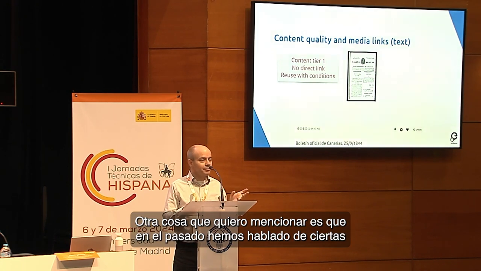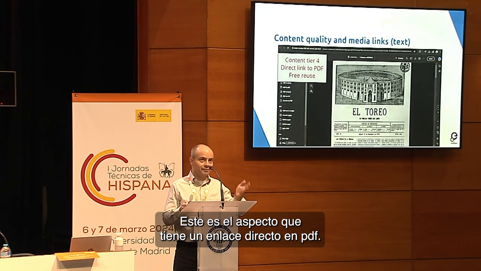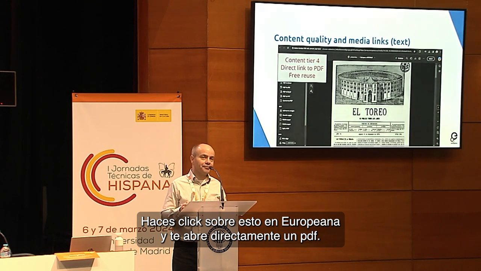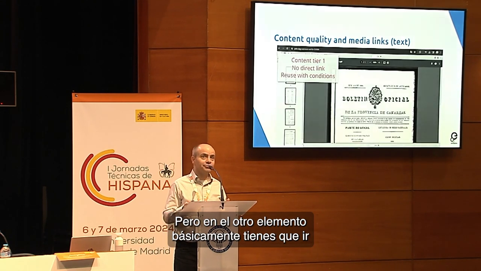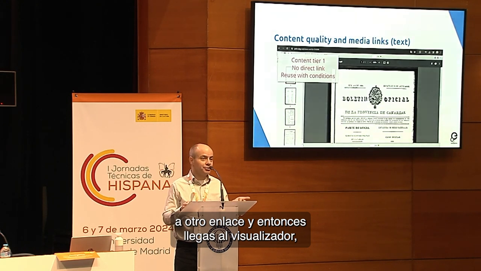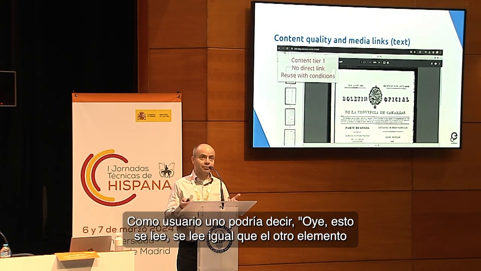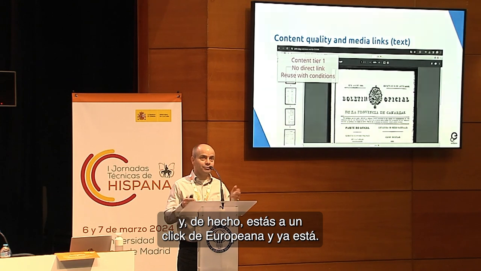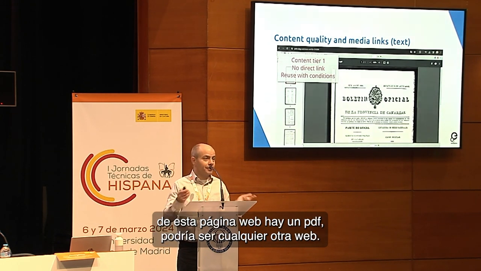The interesting thing, and that's why I'm mentioning it, since we had those discussions in the past, is important to clarify. This is how a direct link to a PDF currently looks. You click on this in Europeana, and it opens the PDF directly. And this is what works. For the other item, you have to click a different link, and you get to the viewer of the institution and see a PDF there, but in their own viewer, in a different environment. And this is a difficult scenario for us. Even if for a user you could argue, you can read it in the same way as the other item. It's also only one click away from Europeana. But for us, it's not possible to actually know that behind that website there's a PDF. It could be just any website.